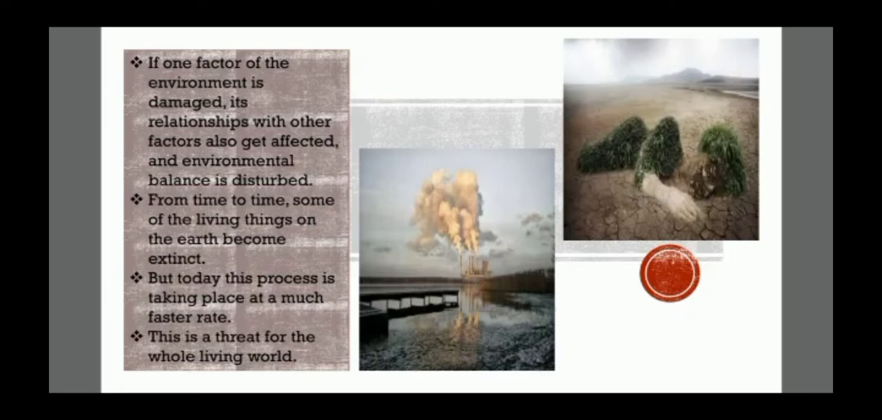So, what is happening? Because the food chain is getting affected, when one factor is damaged, the entire food chain is affected, and so ultimately everybody in the world is getting affected. In the olden days, this process was a little slower, but now the process is taking place at a faster rate. So this is a threat for the whole living world. That is what is told.